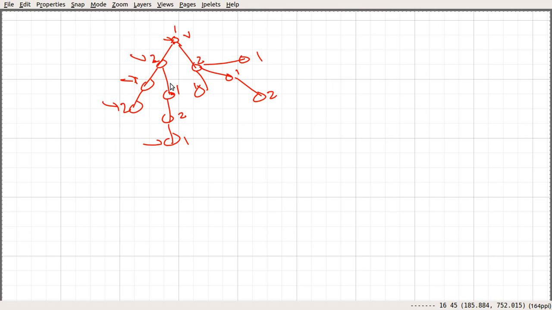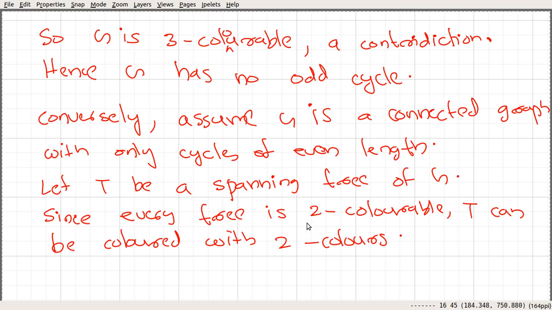If that's the case, then we will have 1, 2, 3, 4, 5, so that will violate this thing. We will only have edges from this one to that one, something like that. So let me write down what I said. Since every tree is two colorable, T can be colored with two colors.